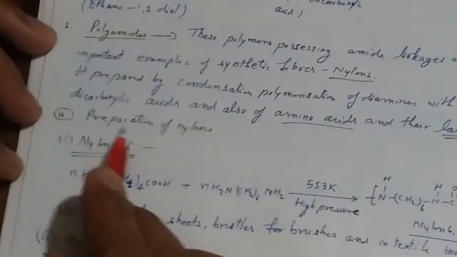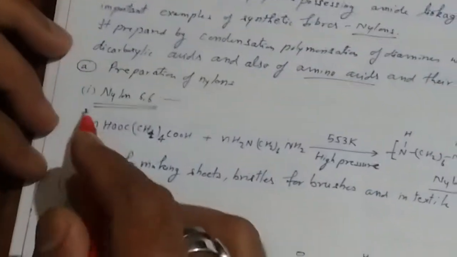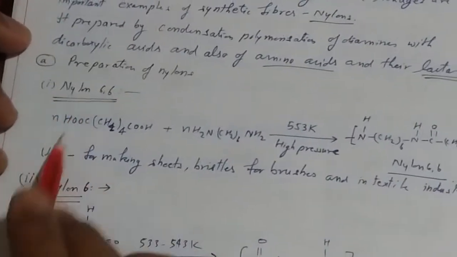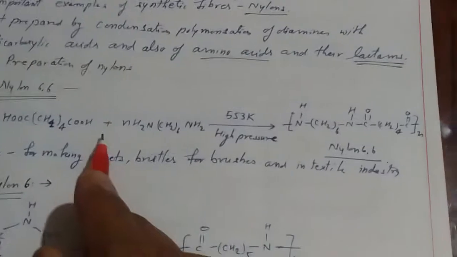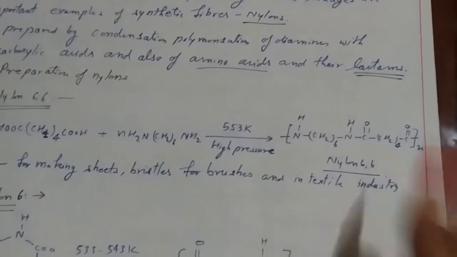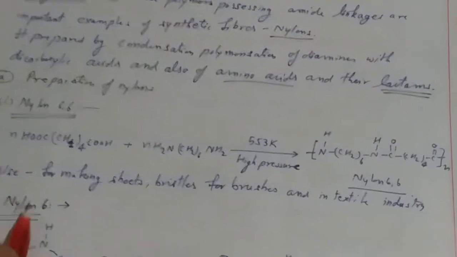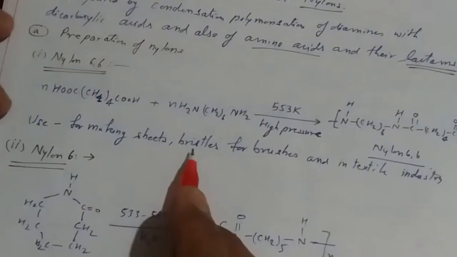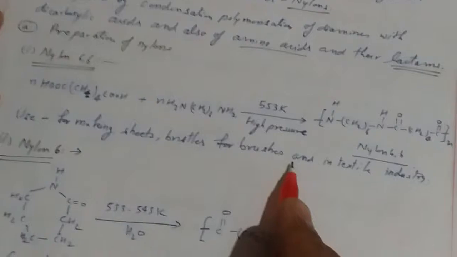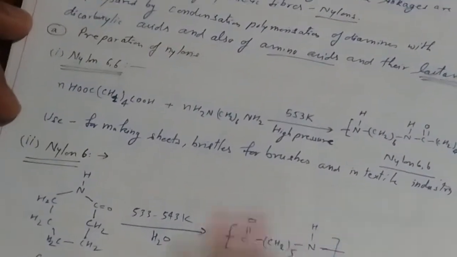For example, preparation of nylon. Nylon 6,6 is the example. Here HMDA reacts with adipic acid and produces nylon 6,6. It is used for making seat belts, brackets and brushes in the textile industry.